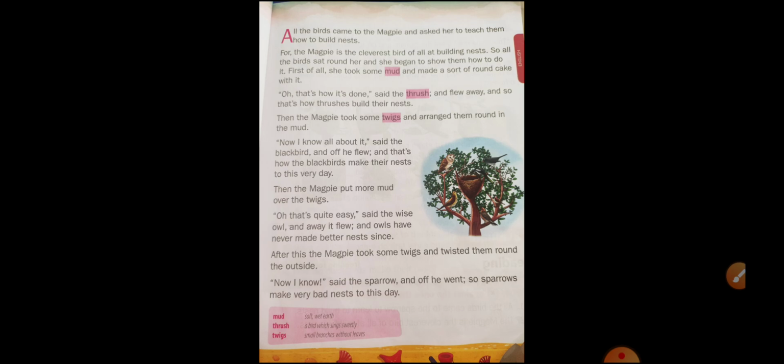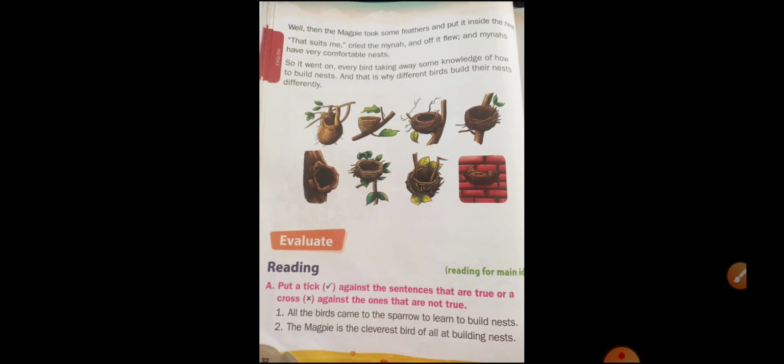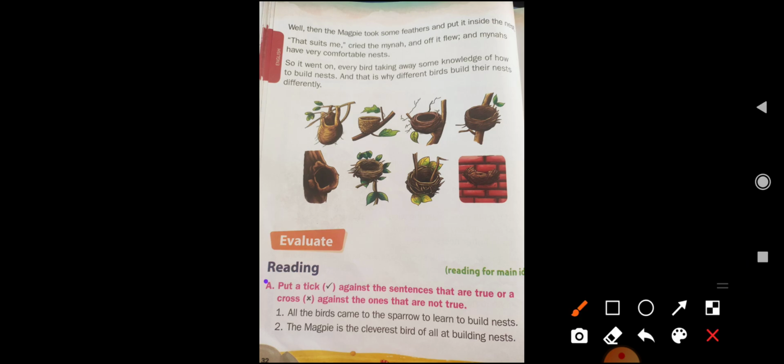So children, let's discuss the question answers. Come to page number 32. Here see the evaluation part. Come to section A. Put a tick against the sentences that are true or put a cross mark against the ones that are not true. So here what do we have to do, children? In this lesson we have already learned about the magpie, the cleverest bird, and the accurate way of making a nest. So let's discuss the question answers now.